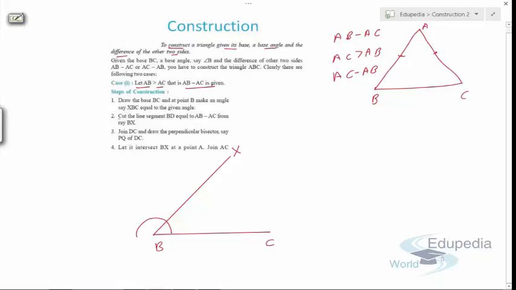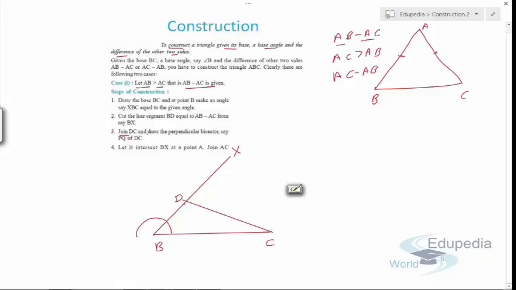Now we need to cut the line segment BD equal to AB minus AC. Whatever AB minus AC is, it's given. We cut the line segment BD from the ray BX. So let's say this is point D, right? Then we need to join DC. So let's join DC, we have joined DC.